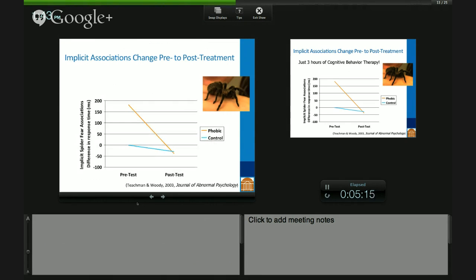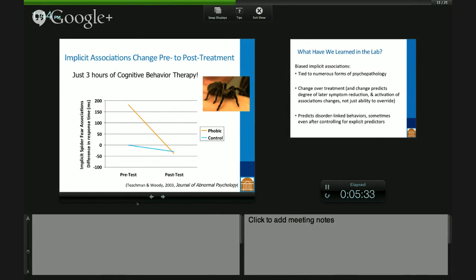So, for example, this is one of our earliest studies looking at malleability. We've done a number at this point that just shows you in a snapshot how the associations change from pre to post treatment. This is spider-phobic individuals relative to a healthy control group. At the outset, you see a big difference, and that's completely wiped out after cognitive behavioral therapy. The therapy was only 3 hours, and yet we can completely wipe that out. And those changes last when we do our follow-up assessments.